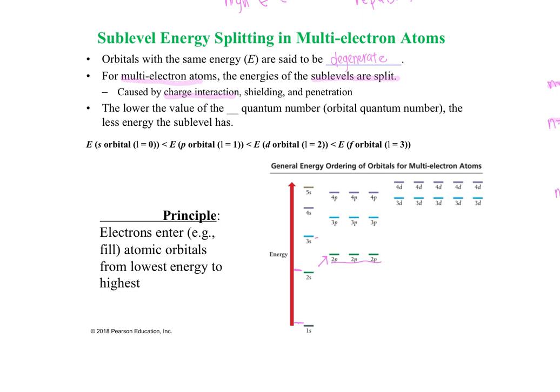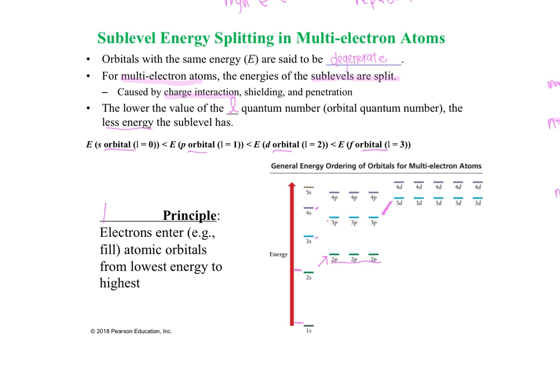Then we have 3s, 3p, 4s, and now, interestingly enough, the splitting between 3p and 3d is so big that 4s is actually in between. And luckily for us, our periodic table is built in such a way that we don't have to worry about memorizing this order. We can use the periodic table to help guide us. So the lower the value of the L quantum number, the less energy. So s orbitals are lower in energy than p, which are lower than d, which are lower than f.